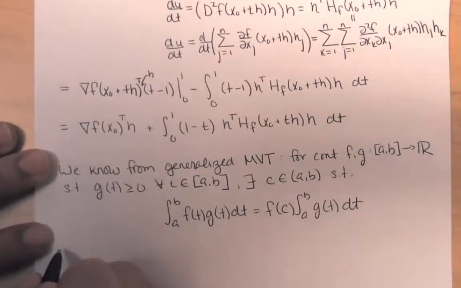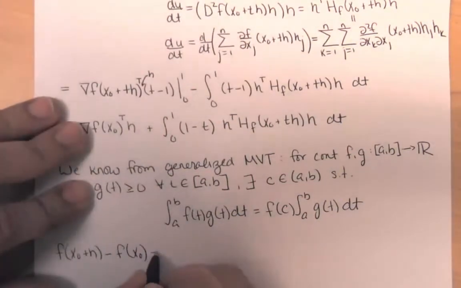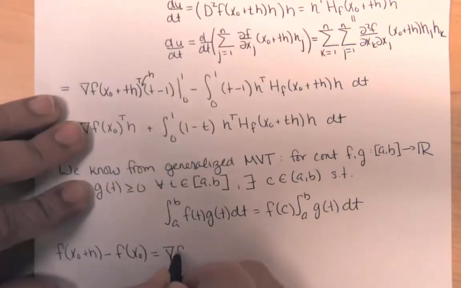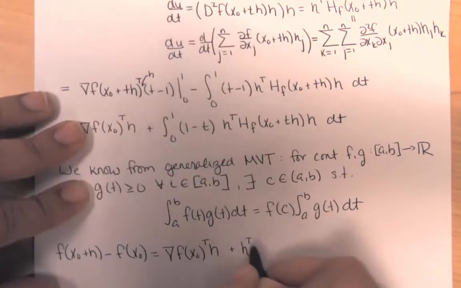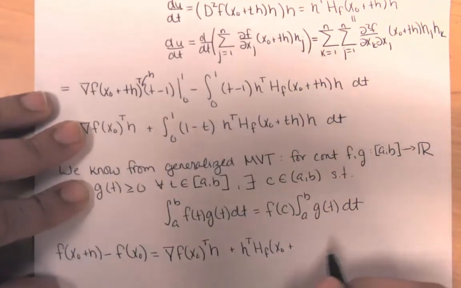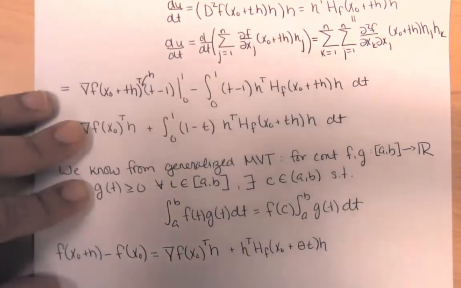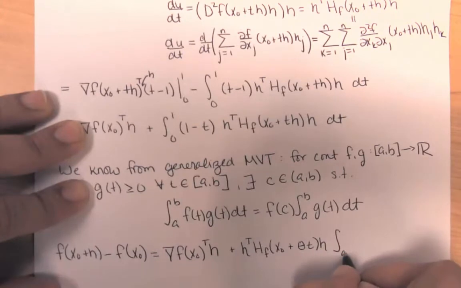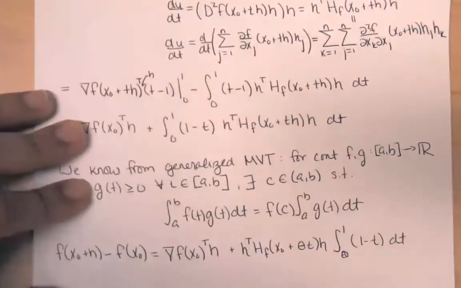So finally this gives us f of x naught plus h minus f of x naught equals the gradient of f of x naught transpose h plus h transpose times the Hessian of x naught plus some value theta times t times h times the integral from 0 to 1 of 1 minus t dt. Okay.